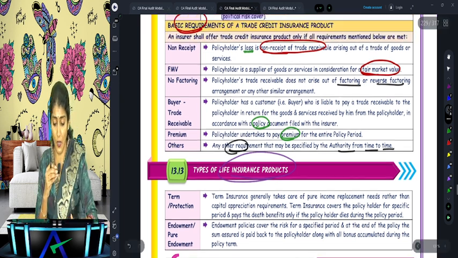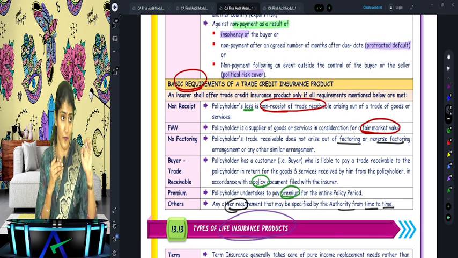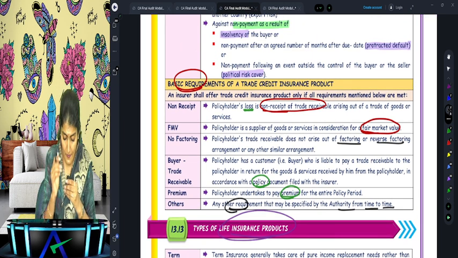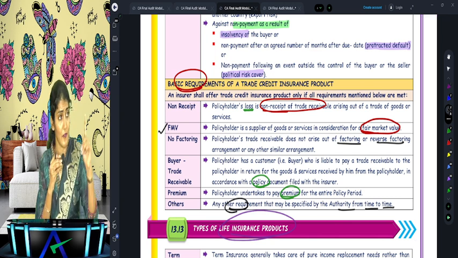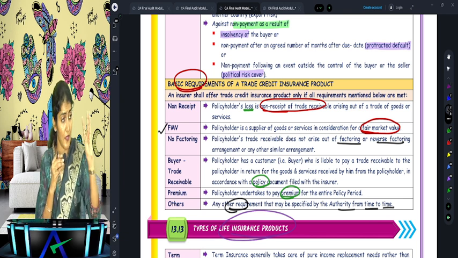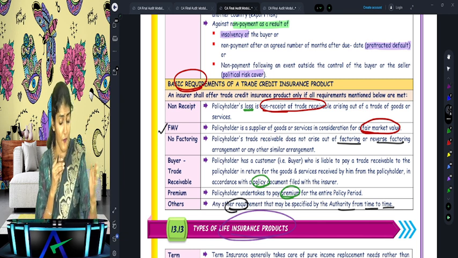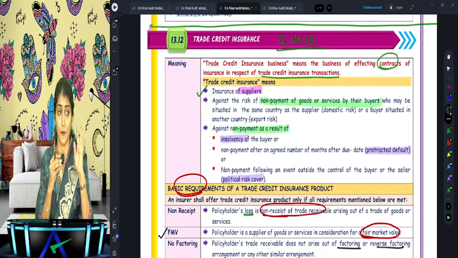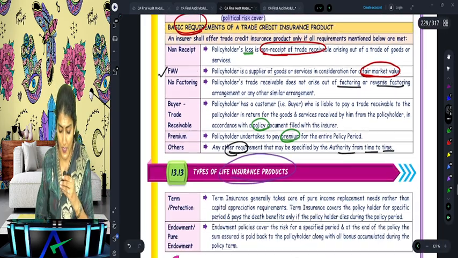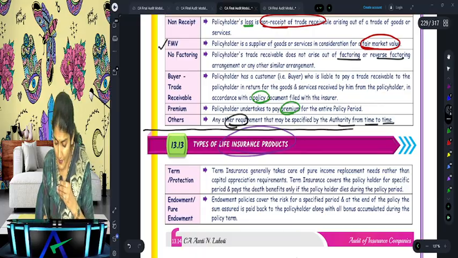Right, so total how many points do we have over there? 6 points. What are the 6 points? There is a supplier who is selling the goods at the fair market value. What is his loss? Non-receipt of the trade receivable. He has taken a trade credit insurance policy. He has paid the premium on the policy on time. The trade receivable is not arising out of the factoring or the reverse factoring, and any other requirement as may be specified by the authority from time to time. Right, so that's the discussion regarding the trade credit insurance.